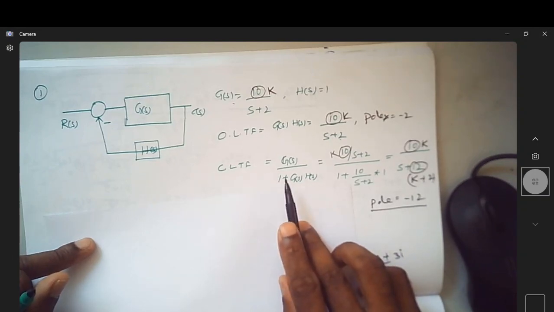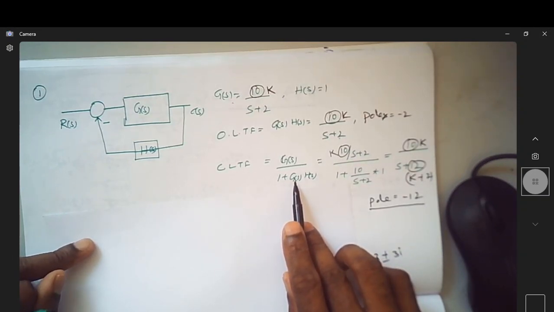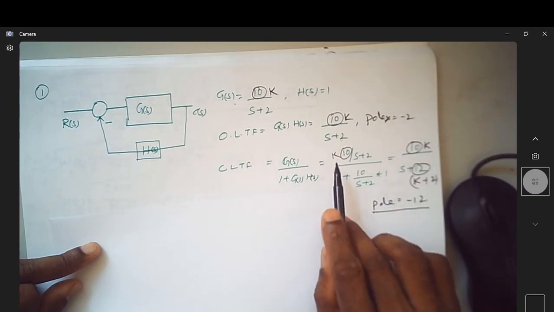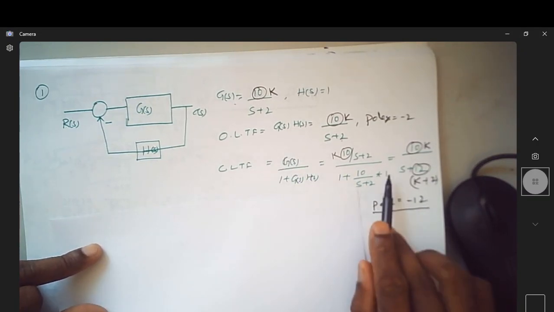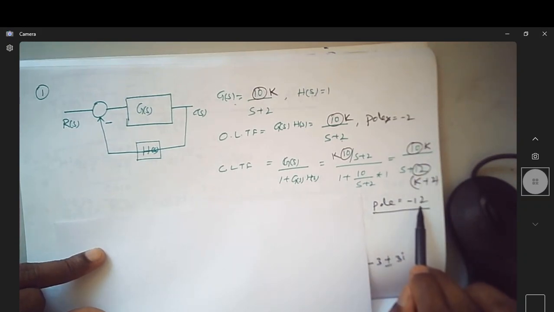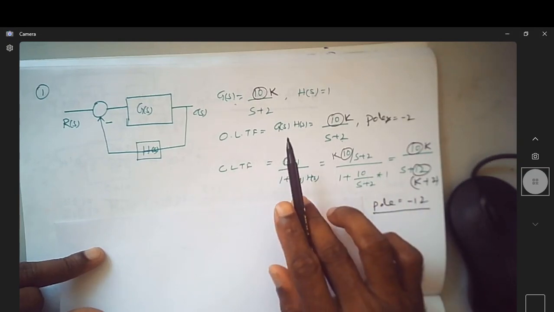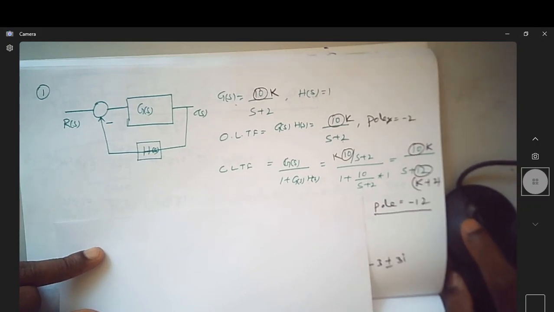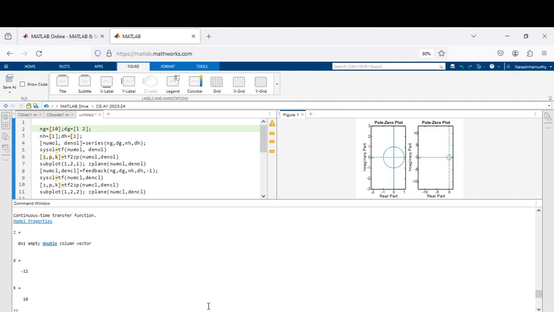And the closed loop transfer function is given by this equation for a negative feedback system. So upon substituting G(s) and H(s), we will end up with 10 by s plus 12, which will indicate a pole at minus 12. We will write the code for this representation in MATLAB and try to locate the poles at minus 2 for the open loop transfer function and at minus 12 for the closed loop transfer function. So let us straight away go to the MATLAB code.